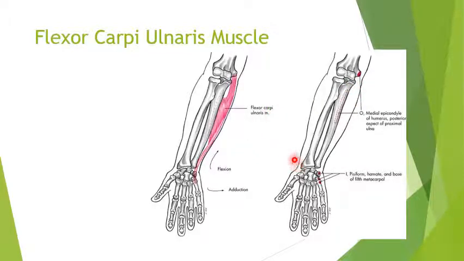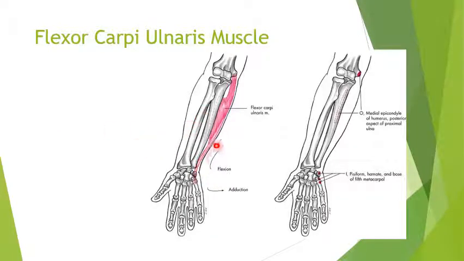Its insertion, Flexor Carpi Ulnaris. So we know that it's going to be on the ulnar side of the wrist and hand. So here's the ulna bone here. It's on the ulnar side. Carpi: again, fifth metacarpal, pisiform and hamate. So when you hear carpi, you're looking at it being on either the metacarpal or the carpal bones.